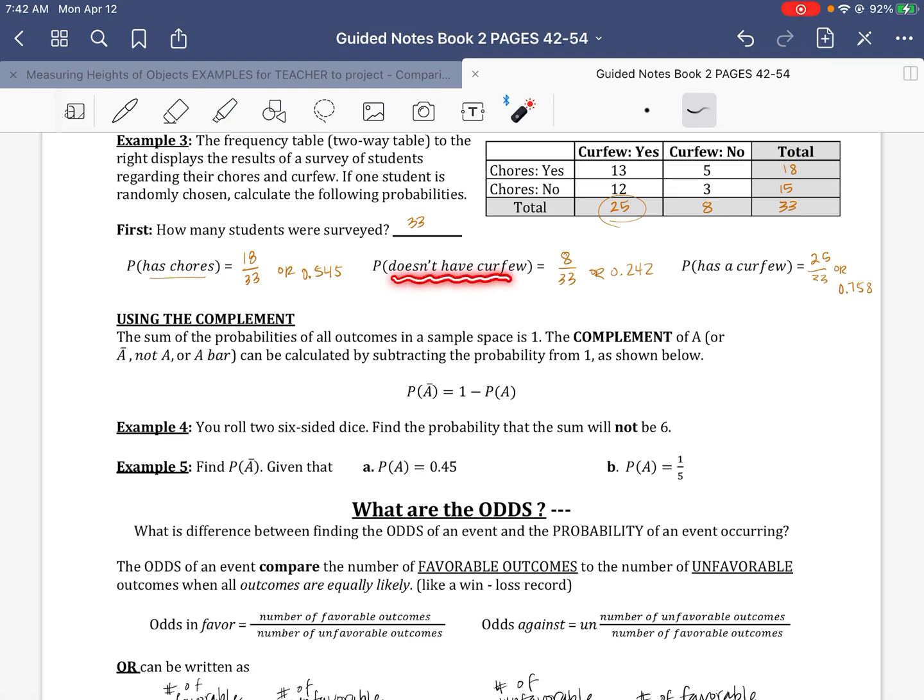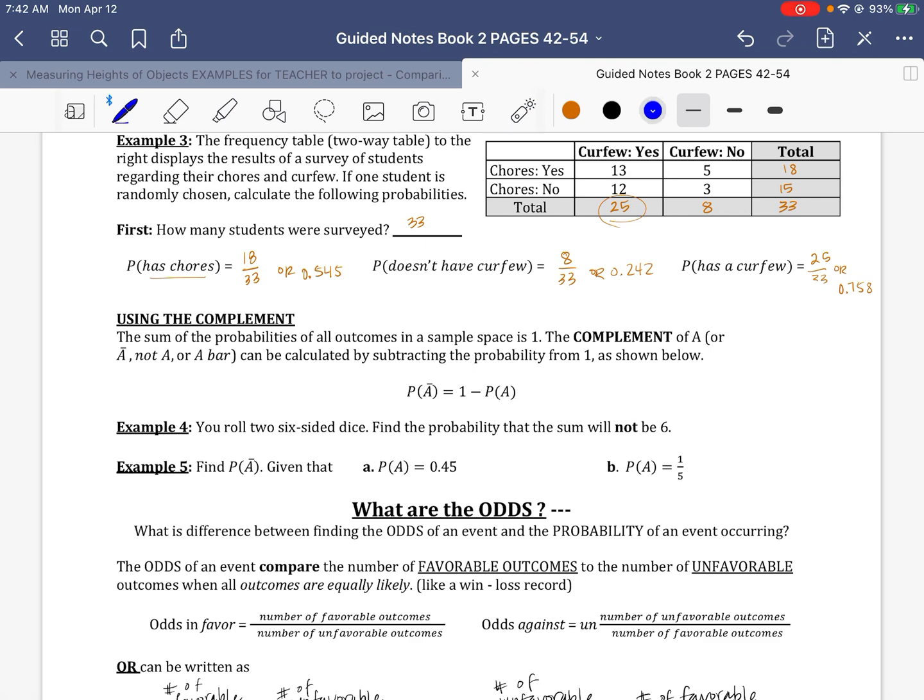So again, the probability that the students don't have a curfew compared to those that do have a curfew, right? All students either had one or they didn't, so they were all included. 8 of them didn't have a curfew, which meant the rest of them, the 25, did have a curfew out of the total 33. So when we find the complement, what that means is that the sum of the probabilities would be 1, or in other words, 100%. So the complement of A, or the complement of it not occurring, is just kind of the opposite of it occurring. And we can just subtract the probability of an event occurring from 1 or from 100% to figure out what the probability of it not occurring would be.